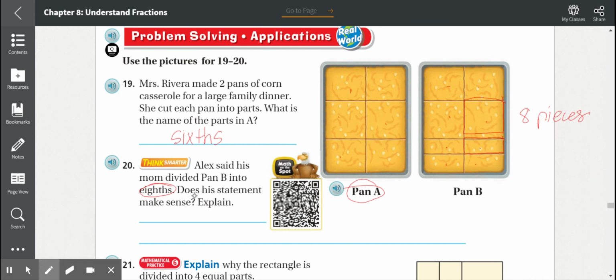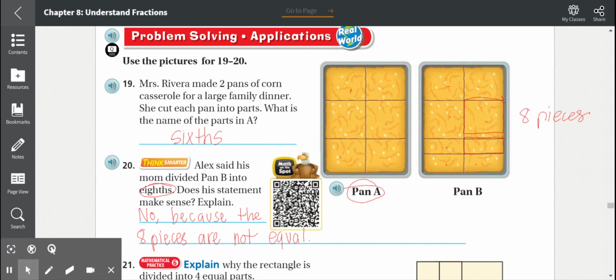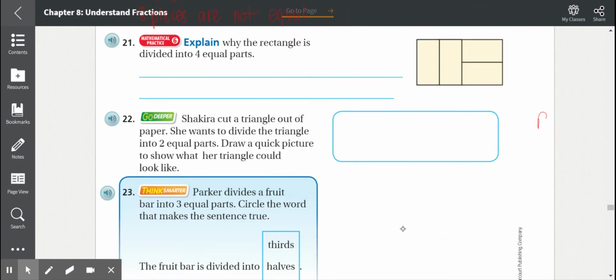So can he call those eighths? No, comma, because the 8 pieces are not equal. And they must be equal in order to call them eighths. Okay.